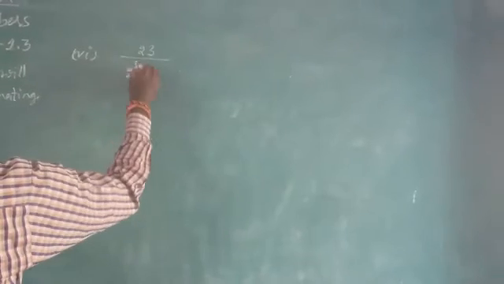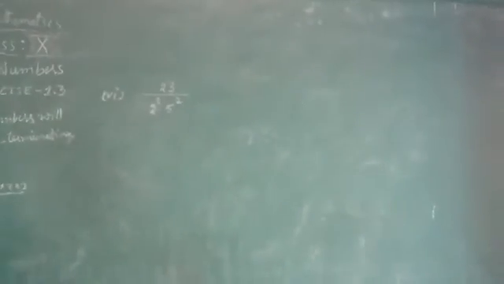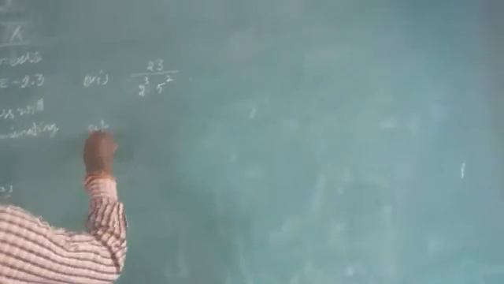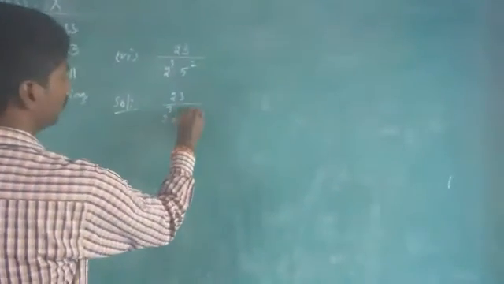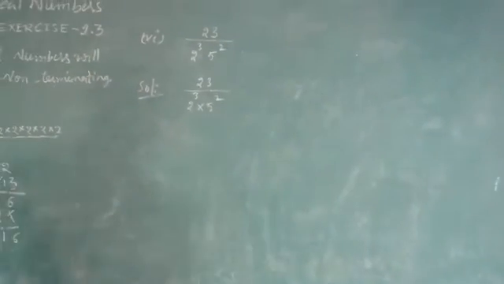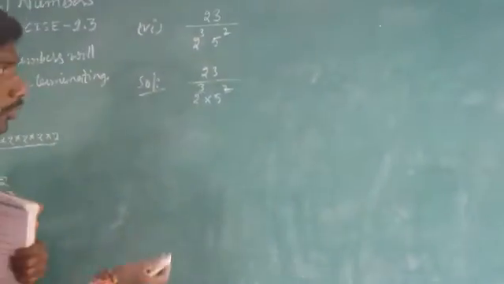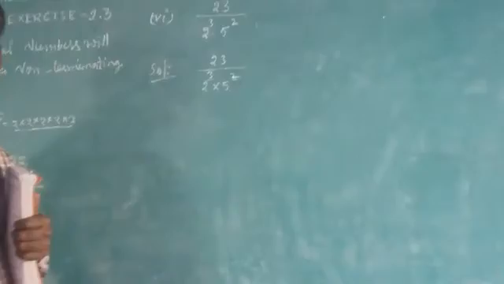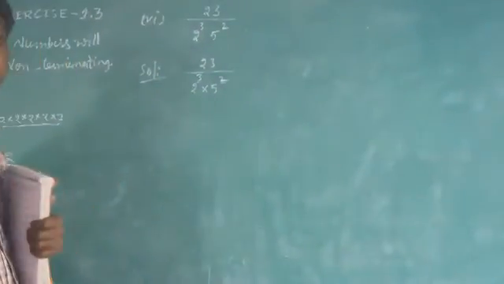The sixth problem here is given 23 by 2 to the power of 3 into 5 to the power of 2. You can tell whether it's a terminating decimal or not. Once concentrate on the problem. Here the power is 3 and here the power is 2. So I want to make the powers equal. Because of that I am multiplying and dividing with 5.